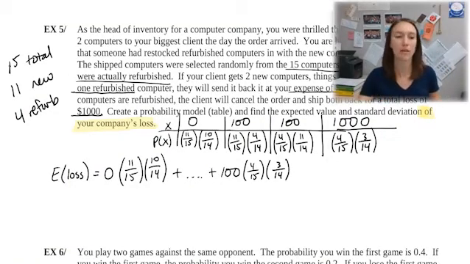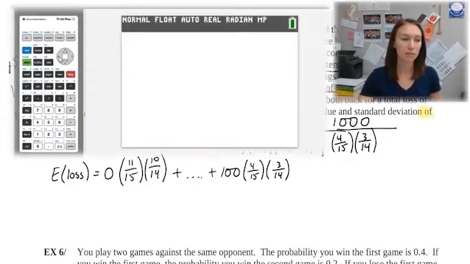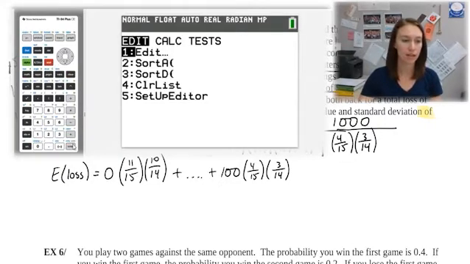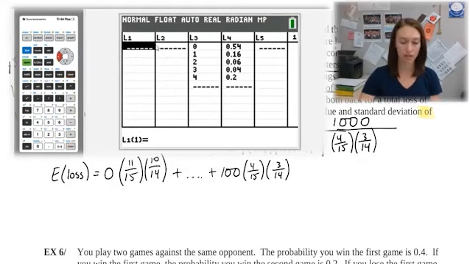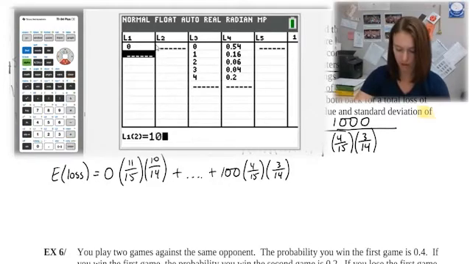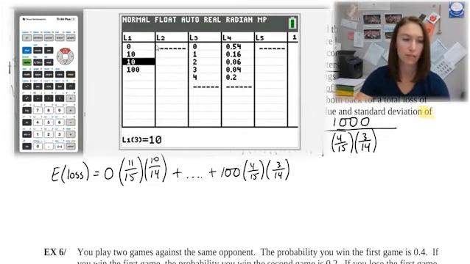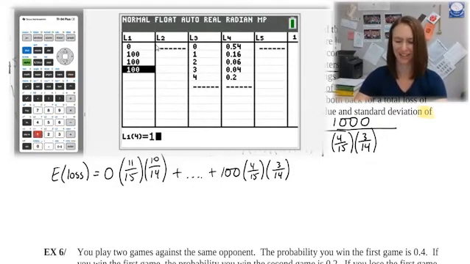Again, we can use our calculator to give us a little bit of a break here. So let's go in and let's just clear our list. If you have to clear your list, go up, clear, enter. Go up, clear, enter. All right. So my list 1 is going to be my expected losses. So 0, 100, 100, and 1,000. Oops, that says 10. 100, 100, and 1,000. Sorry. Okay, there we go.